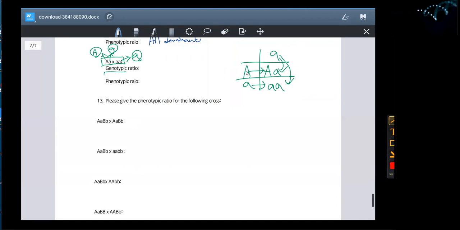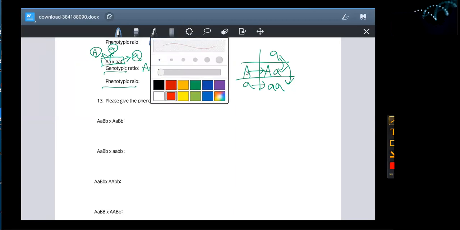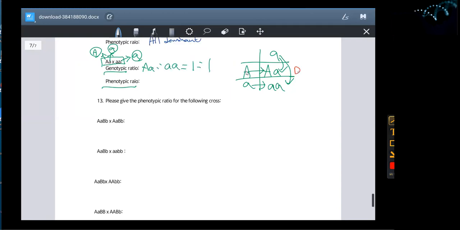What's genotype? Genetic makeup. Big A, small a, to small a is 1 to 1. What about phenotypic ratio? Oh, let's try this. Well, big A, small a is dominant, small a recessive. So my result is 1 to 1. Did you get that right? Hopefully you got that right.